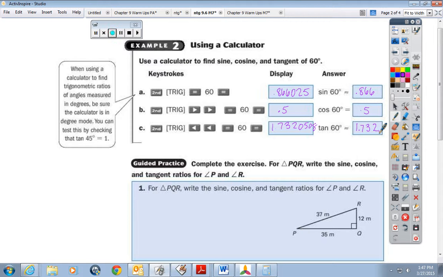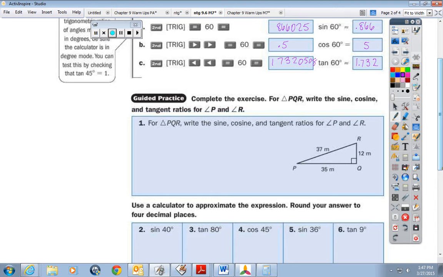Okay. Now, we're going to do this practice together. If it tells you to write the ratios, see the directions for this one? It tells you to write the ratio, so you will write it as a fraction. You will not use your calculator, okay? So you're going to have to flip back to that first box, and it says, write the sine, cosine, and tangent ratios for angle P and for angle R.